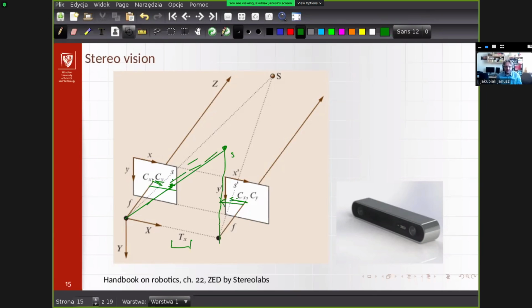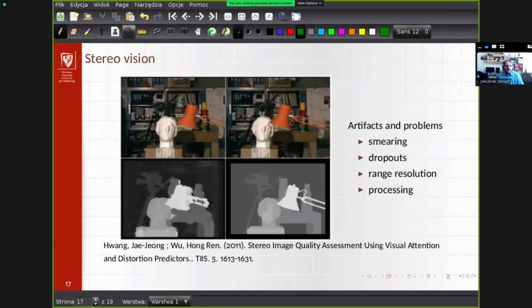or it may be even impossible to determine which characteristic point on the left image fits to the one from the right image. And if you make a mistake and take not the correct one, then the calculations of the distance will not be correct. Okay, so those are just the observations that we have.